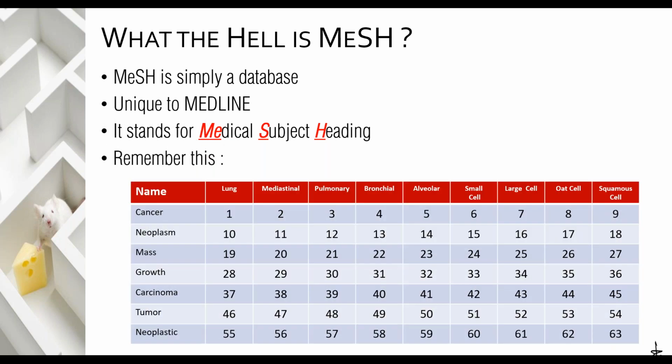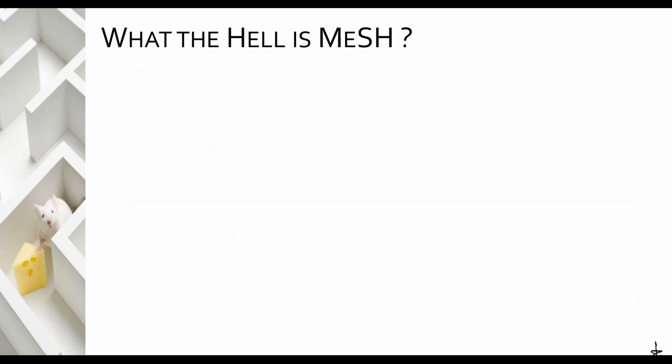You remember this table? This is the table we talked about when we discussed cancer and the different combinations I can use to say lung cancer. I can say lung cancer, I can say mediastinal tumor. It means the same thing. But if the author of a certain study wrote the title with the words lung cancer, and the author of another study wrote the title mediastinal tumor, one is going to be picked up by the search engine and the other is not. So to avoid that, we use MeSH, the Medical Subject Heading. So what is MeSH?